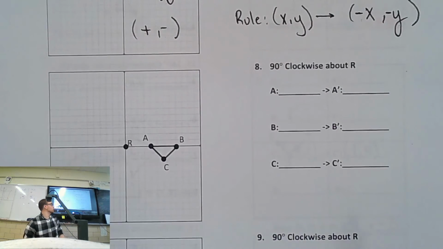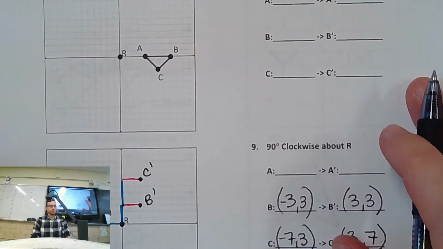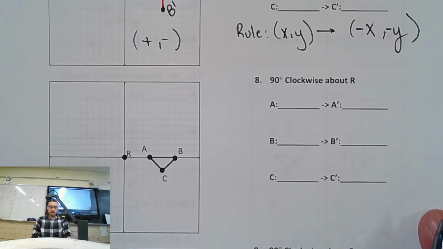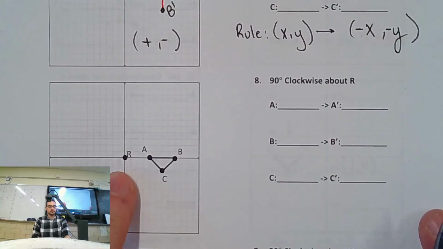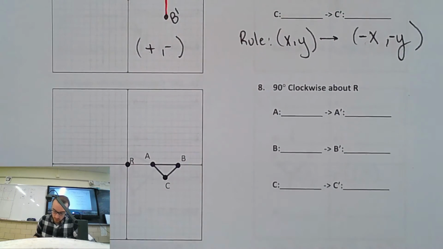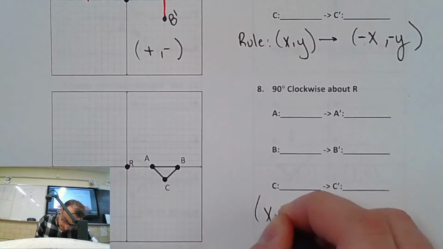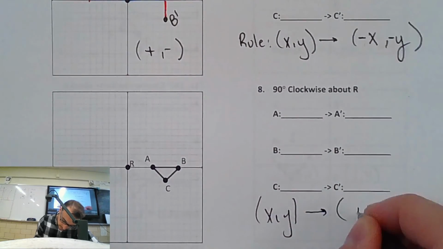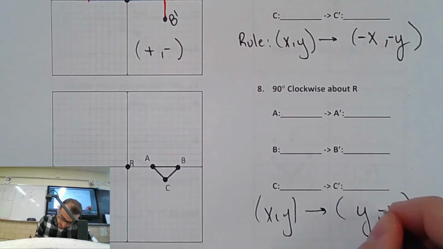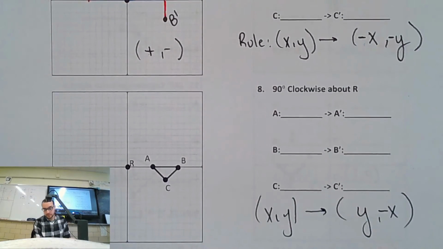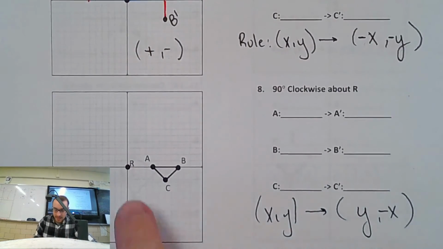Number 8 has the same rule because it's the same kind of rotation. They're both 90 degrees clockwise, aren't they? And they're both centered on the origin. Okay. So the rule for both should be flip them and negate the second guy. Let's check that. A and B are on the line.